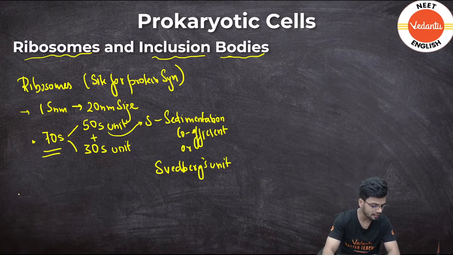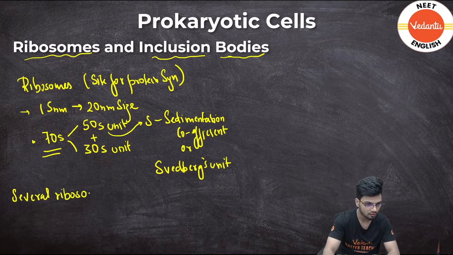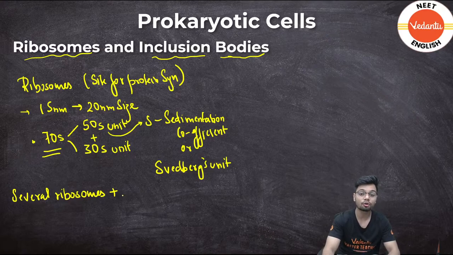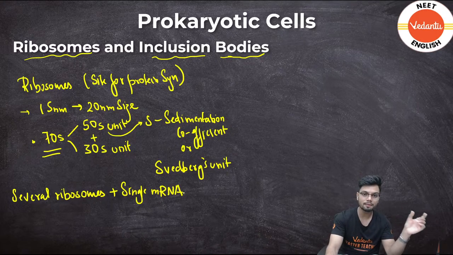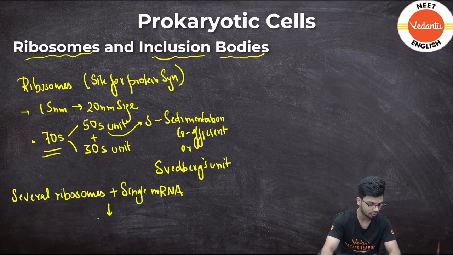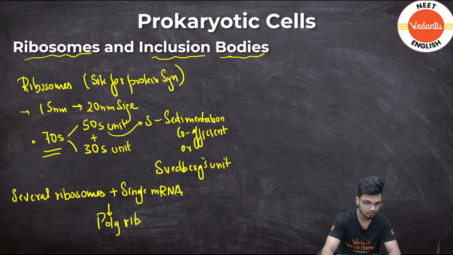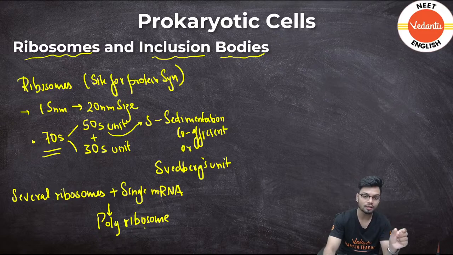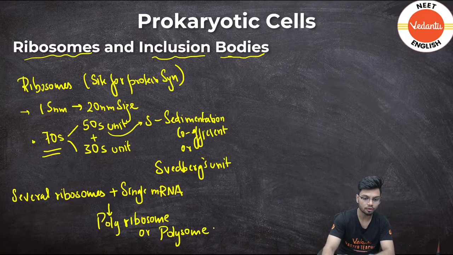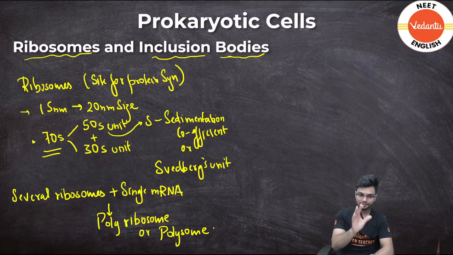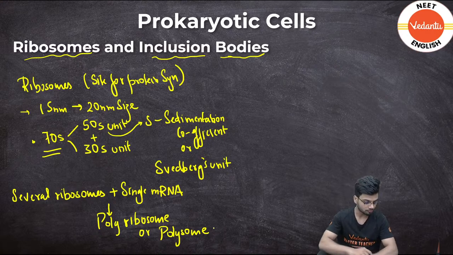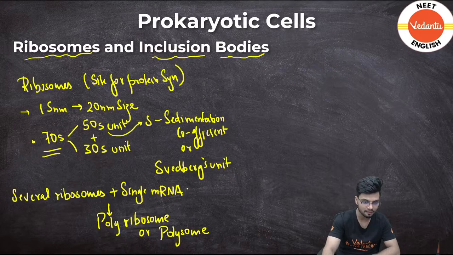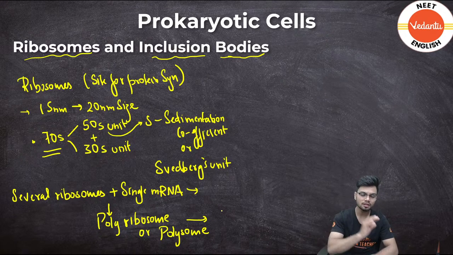Clear? Now, in the case of your ribosomes, several ribosomes can be present on a single mRNA. When several ribosomes are present on only a single mRNA, it is called polyribosome. It is called what? Polyribosome. This polyribosome is also called polysome. Clear? This is also given in your NCERT. Polysome. Now, here the mRNA will produce again, and later on it will produce the proteins.